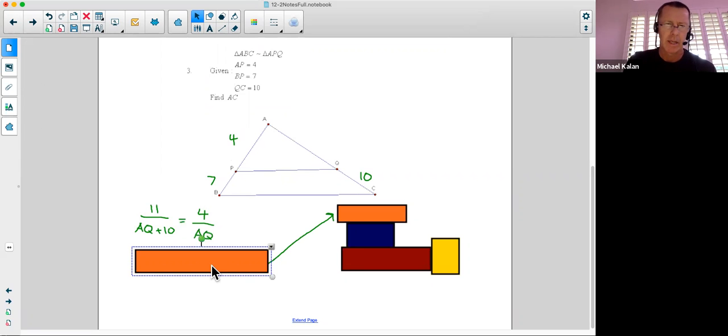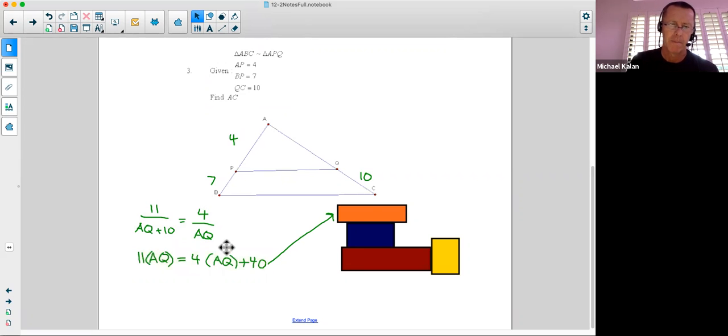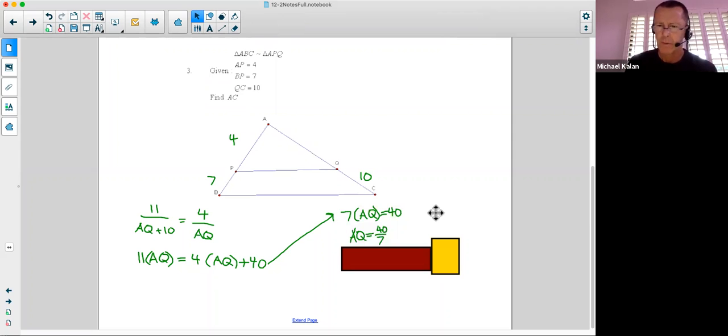And then if I cross multiplied, 11 AQ equals 4 AQ plus 40. I just kind of did the distributing. And then get your AQs together, right? So you would subtract 4 AQ from both sides and you'd have 7 AQ equals 40. And therefore AQ equals 40 over 7.